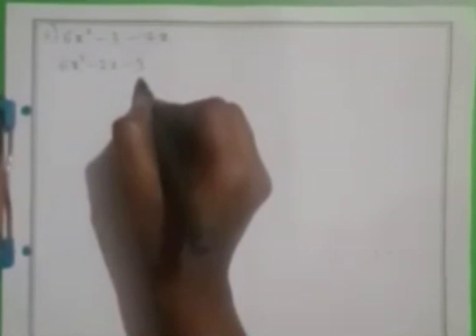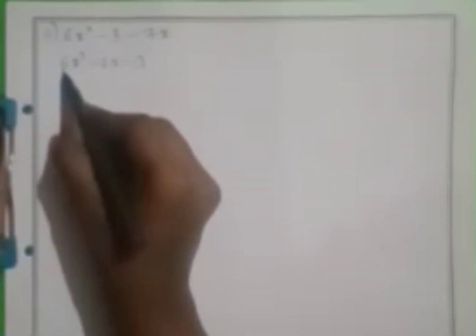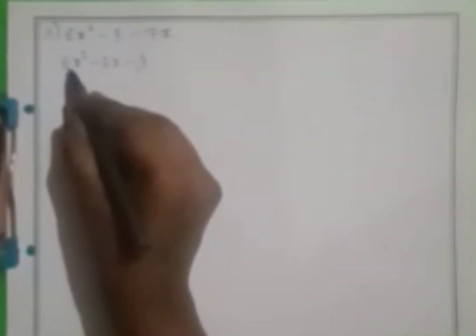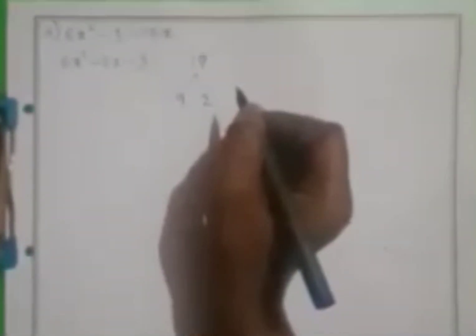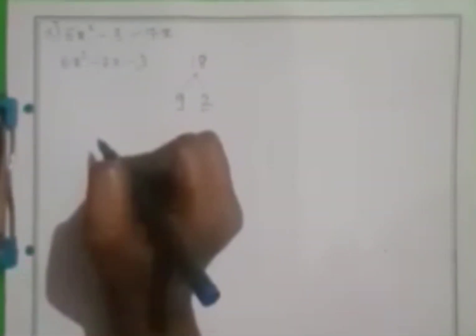The multiples of the constant term are 3 and 1. 3 ones are 3. But whether you add or subtract 3 and 1, you will never get the middle term, that is 7, as the answer. So again, what we should do in this case also is multiply the last term with the first term, that is 6 into 3. 6 threes are 18. So for this number 18, we should find the multiples. 9 twos are 18, and when we subtract 9 and 2, we get the answer as 7.